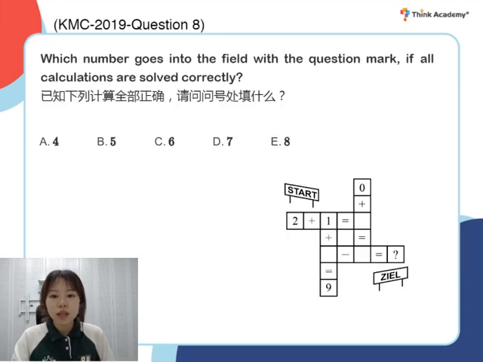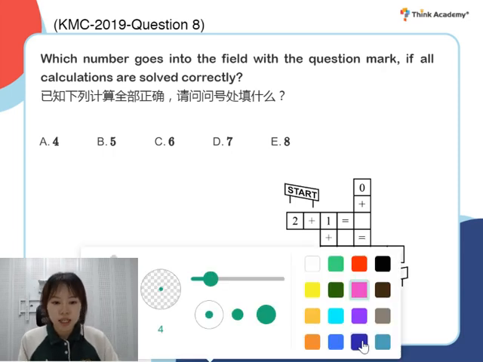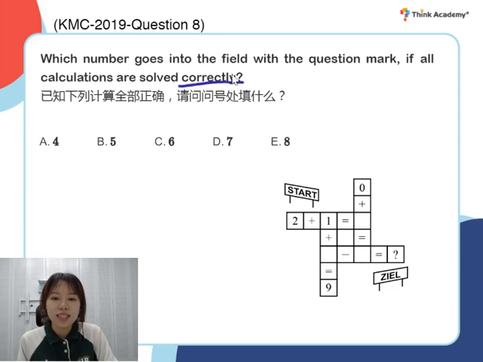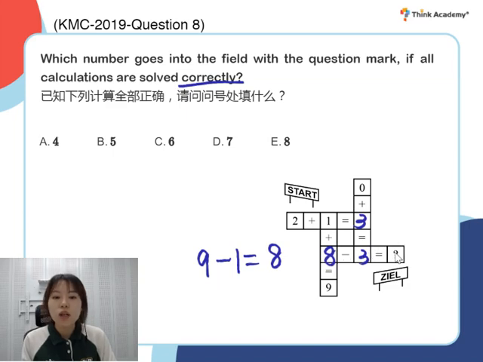Okay, let's continue. This one. Which number goes into the field with the question mark if all calculations are solved correctly? The important thing is correctly. Let's take a look. We start from the starting point. 2 plus 1 is 3. 0 plus 3 is 3. And 1 plus what equals 9? You're just working backwards. 9 minus 1 is going to be 8. 1 plus 8 equals 9. So the question mark, too easy, easy peasy. Option B is going to be 5.